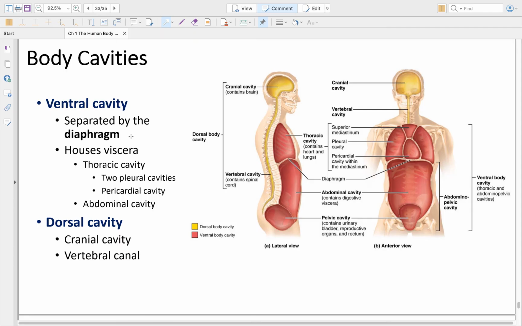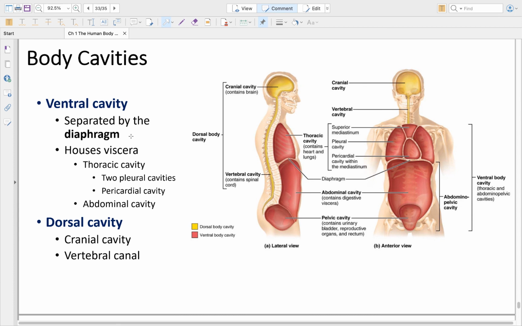Next thing we're going to talk about are the body cavities. So your human body is strategically and very carefully organized. That means that nothing here is accidental or, in other words, disorganized or random. Everything is strategically organized, and your organs are strategically placed inside of cavities that are lined with membranes as well. All right, so let's go ahead and look at the two cavities.